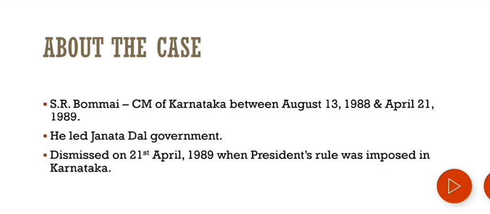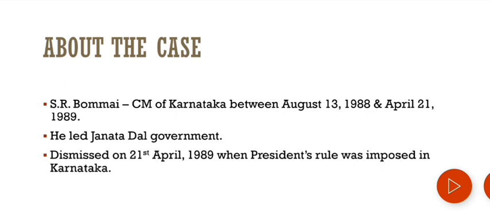Then what Mr. Bommai did was he presented a lot of letters to the then Governor, and he also requested him to give some opportunity to prove his party's majority in the assembly. The reason cited was that he did not have the necessary majority, so he requested the then Governor to give him a chance to prove his majority in the assembly, right?